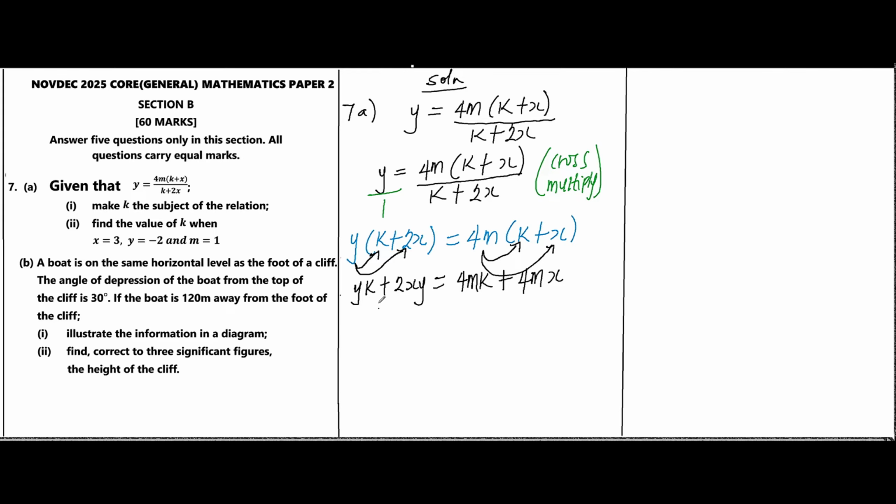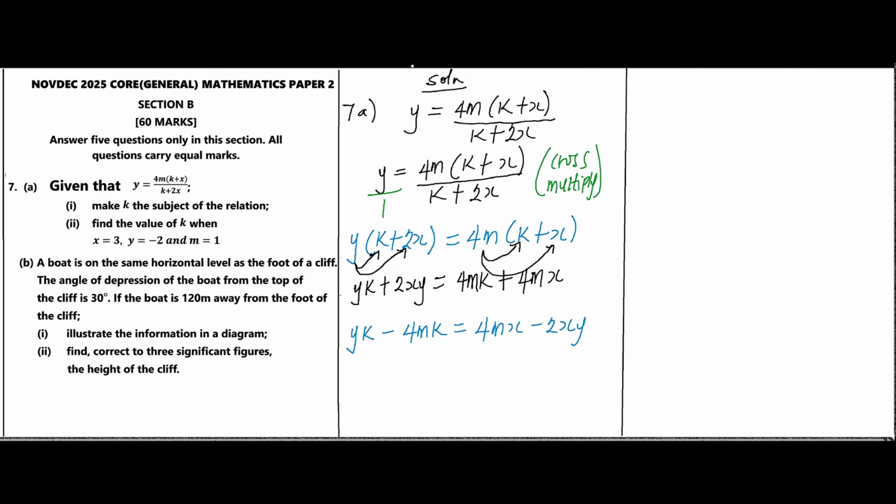So at this point, because we want to make k the subject, we are going to group all terms containing k on one side and all terms without k on the other side. So we have yk, then you also have another term containing k, so minus 4mk. So this must be equal to 4mx, then minus 2xy.